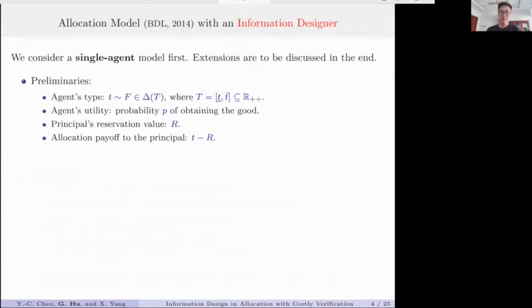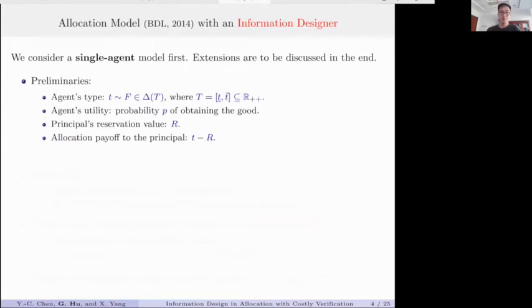Agent type is denoted by small t, and small t follows a distribution F, which is a distribution on a set capital T. This capital T set is an interval on the real line. So the agent's type is one-dimensional. And the agent's utility is simply the probability small p of getting the good. So the agent only cares about whether he can get the good or not.